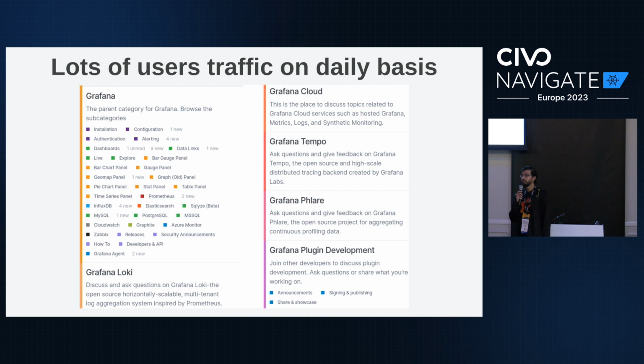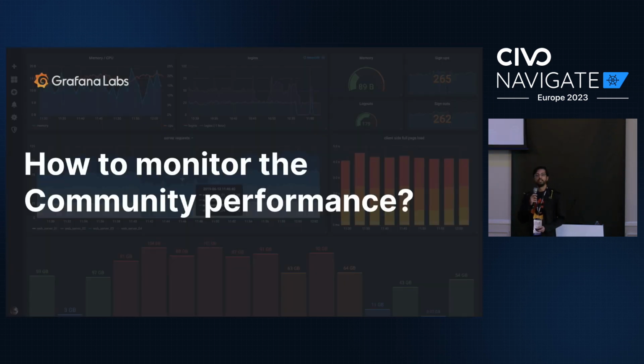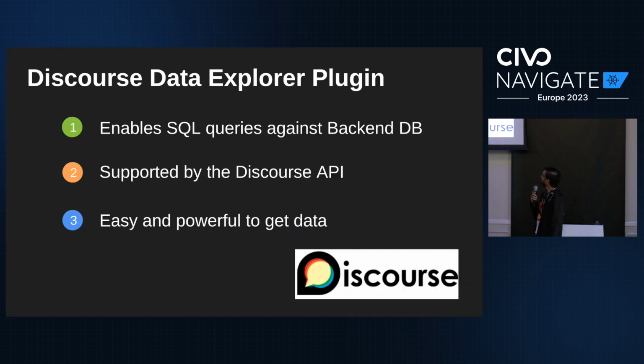And we get a lot of very good traffic from users who are using our product and we help them, which is all good. But there is a big question: how do we monitor our community performance? For example, if I'm trying to help them, is my energy and my time making an impact? Or am I just spending a lot of time and it does not help them as it should be? So for that, we use the Data Explorer plugin, which is provided by Discourse.